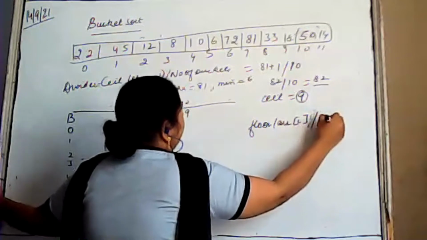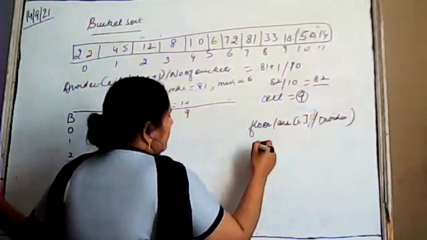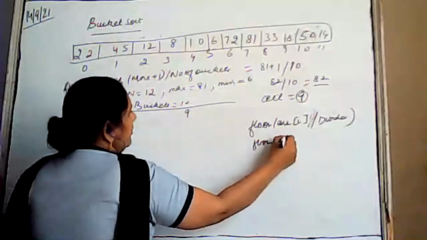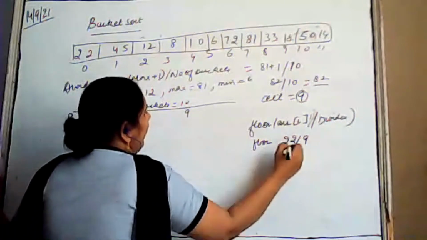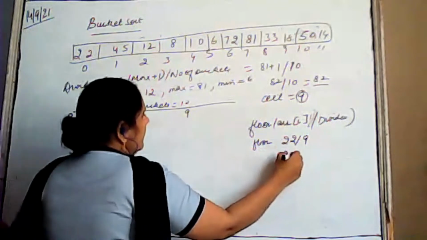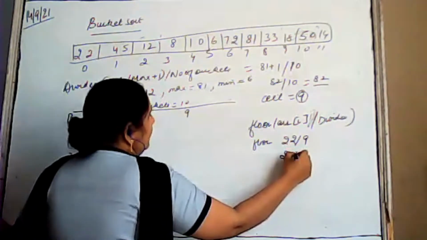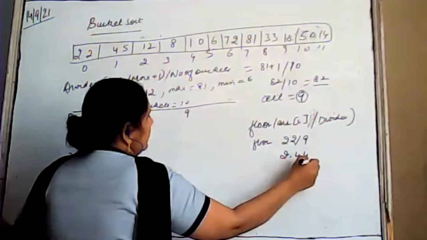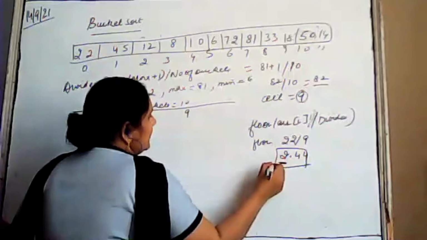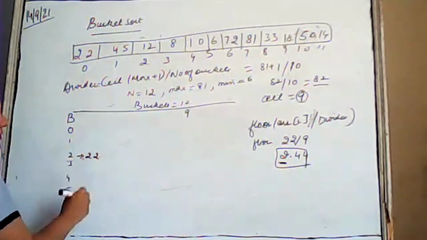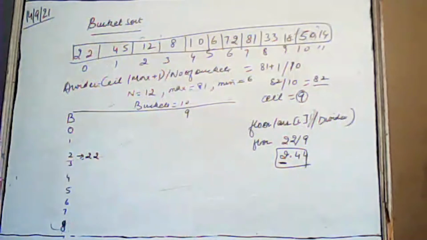By divider. So divider is 9. So floor value of array of 0 is 22. So floor of 22 divided by 9, it comes out to be: 9 2s are 18, then 9 4s are 36. So you have to take the floor value, that is lowest, 2. So assign 22 to bucket number 2.